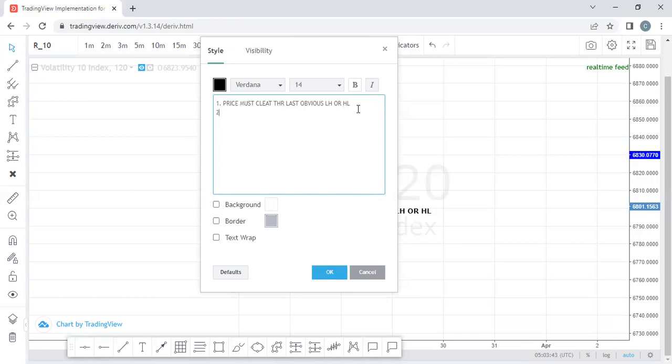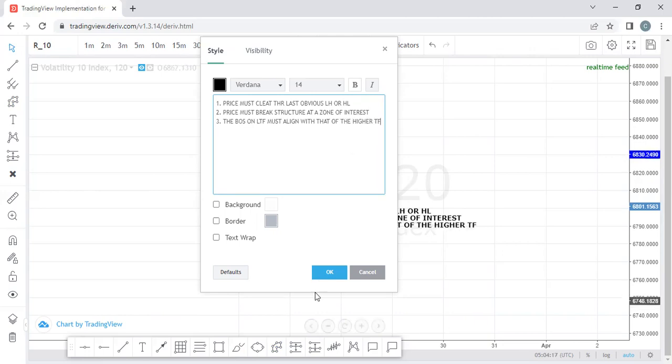Number two, price must break structure at a zone of interest. That means you don't just enter on a BOS anywhere you see one. And now the final step is that the BOS on the lower time frame must align with that of the higher time frame.